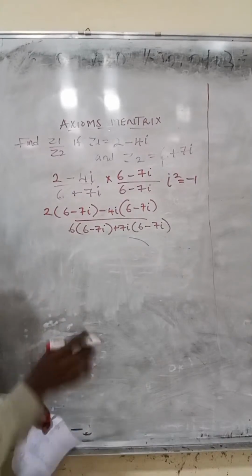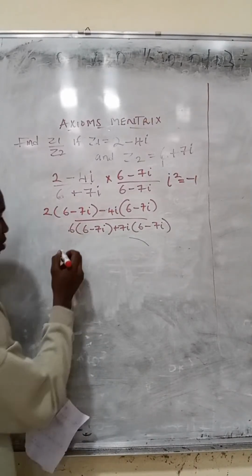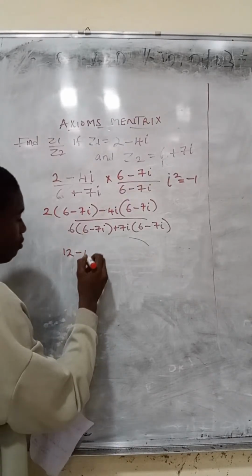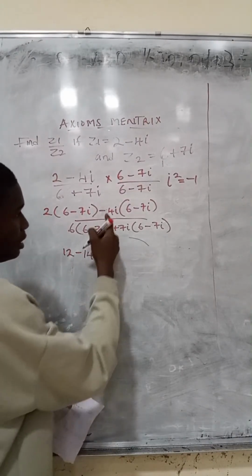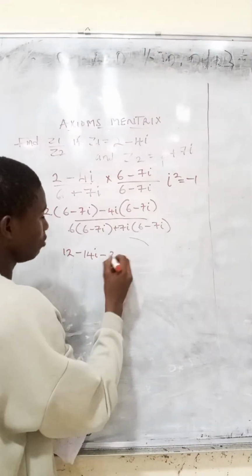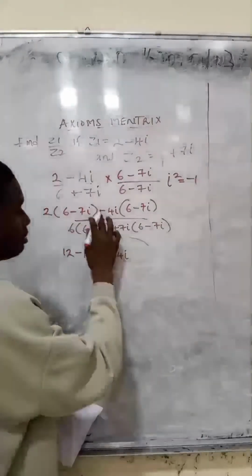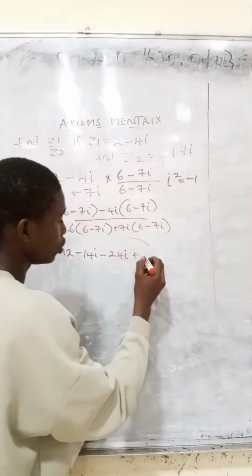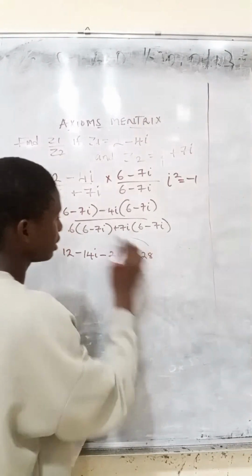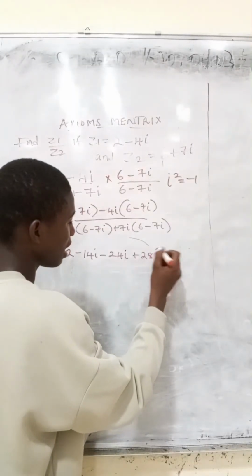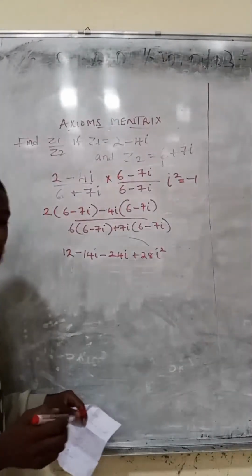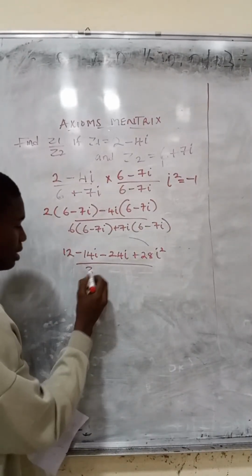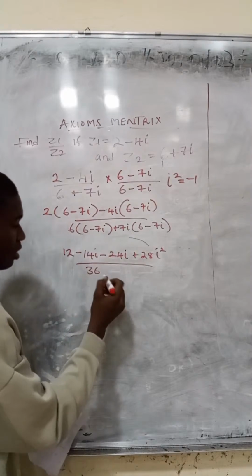From this point, this times this is going to give me 12, minus this times this is going to give me 14i. This times this is going to give me minus 24i. Then minus minus is going to give me plus. This times this is going to give me 28, and i times i is going to give me i squared. You understand? All over, this times this is going to give me 36.